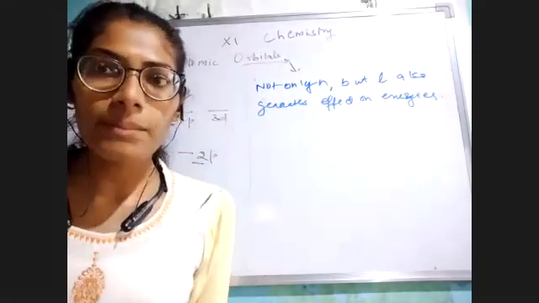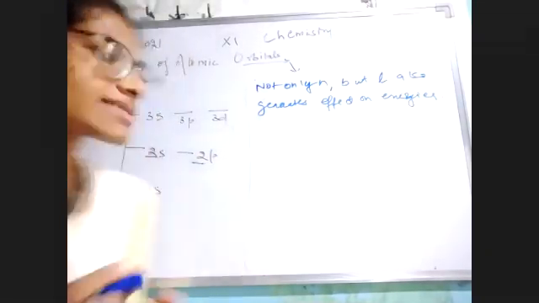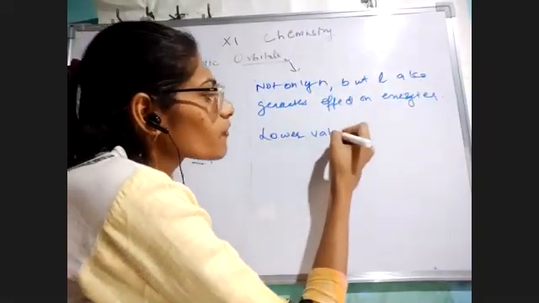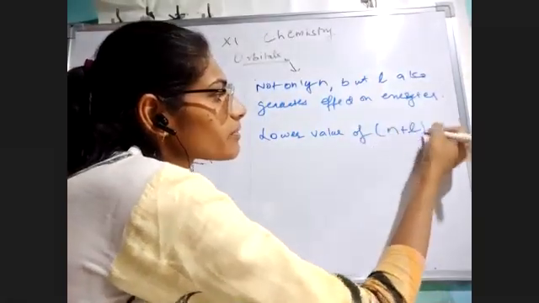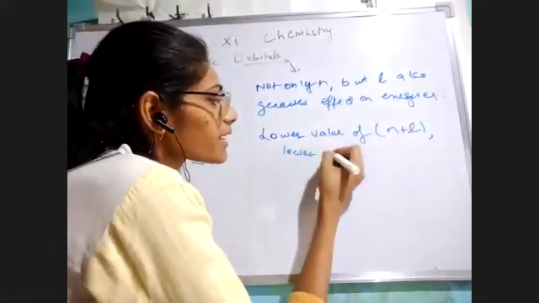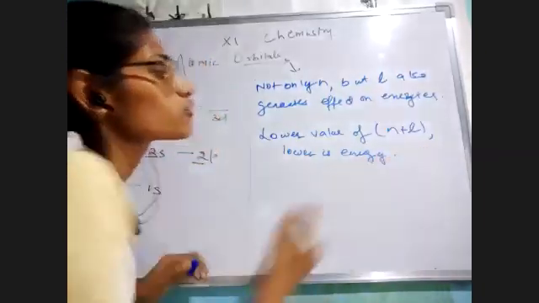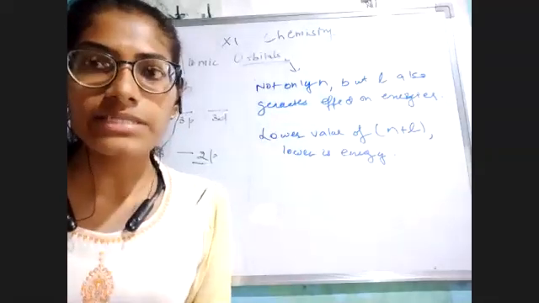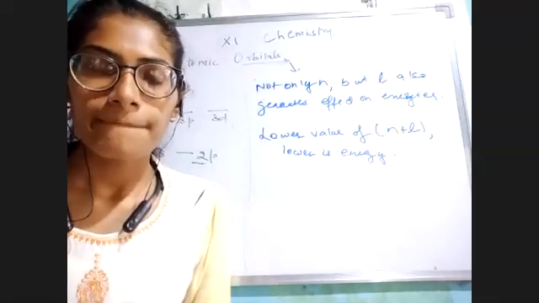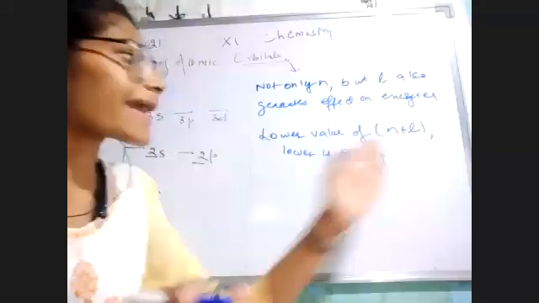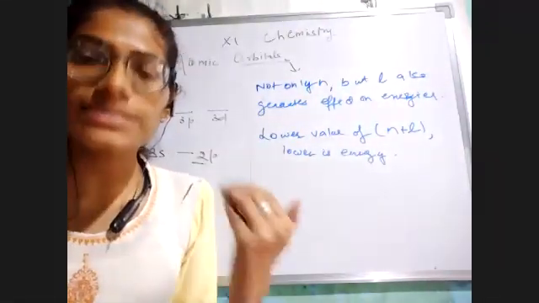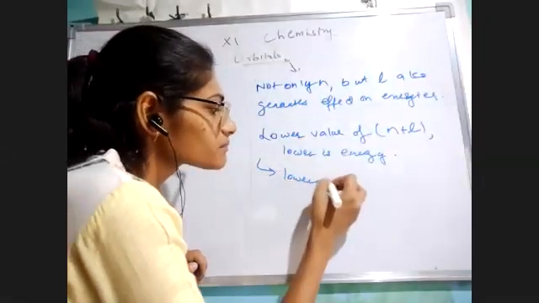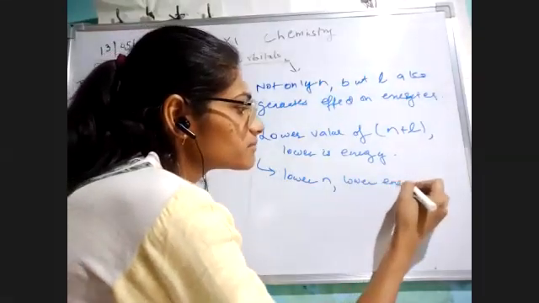That is quite complex, but we have made it very easy. We have said that lower the value of N plus L, lower is the energy. दोबारा सुनो. The N plus L value, how much it is lower, that much is the energy of atomic orbital. Okay, and if the N plus L for two atomic orbitals is same, then we have a special case that lower the N, lower the energy.